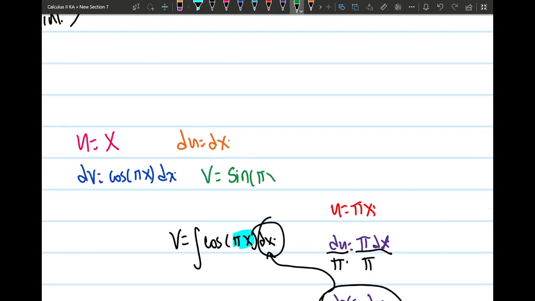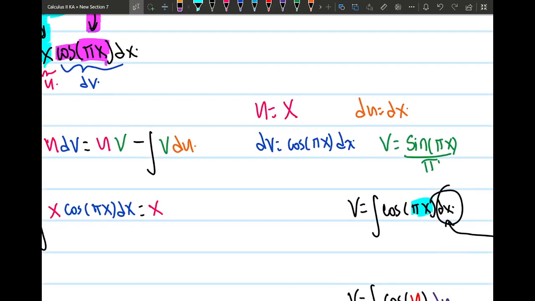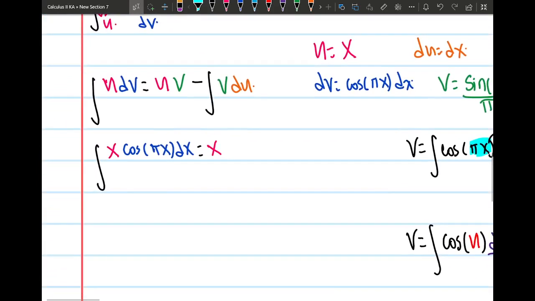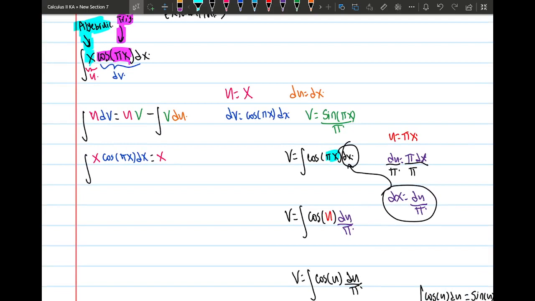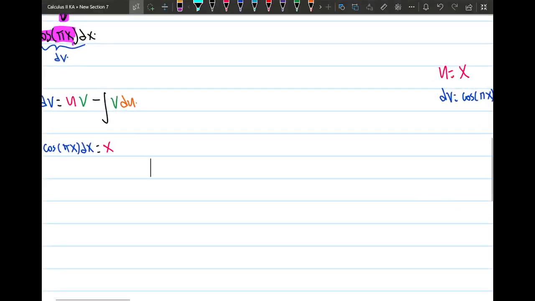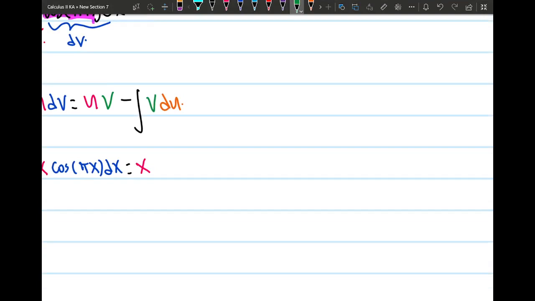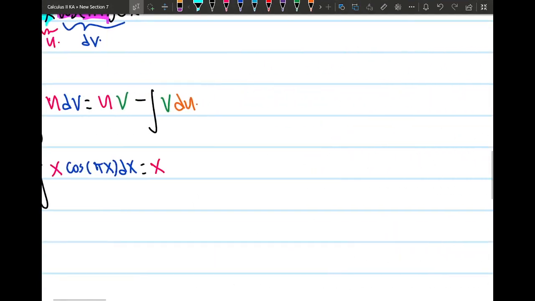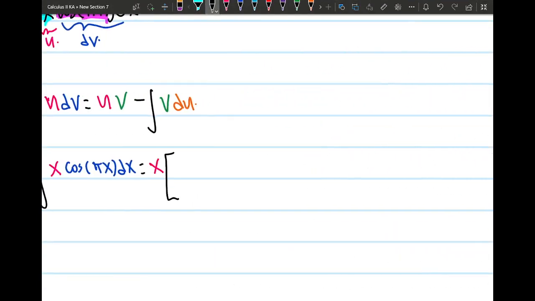So that's kind of what makes these lengthy, guys, is that sometimes we have to do a little more work involving other integration methods, such as u substitution. Hold on guys, 1 second. Okay, so now let's go ahead and continue this problem. So it's going to be x, and I'm going to put in my v part. So v was sine of pi x over pi, so let's go ahead and put that in. So it's going to be x times sine of pi x over pi.